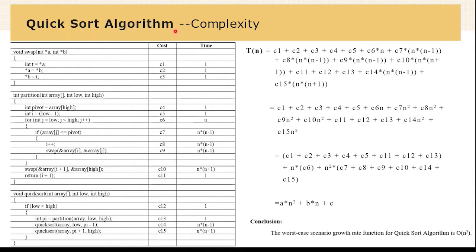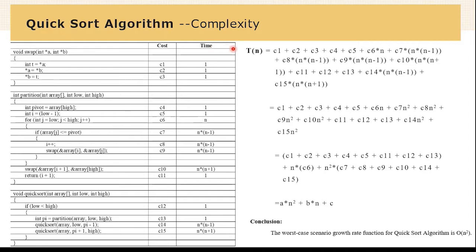Okay, I will present about the complexity of quicksort algorithm. As you can see on the left hand side, there is a table. In this table there is the full coding for the quicksort, and a column for cost and time. To calculate the growth rate function, we will add the multiplication of cost and time.